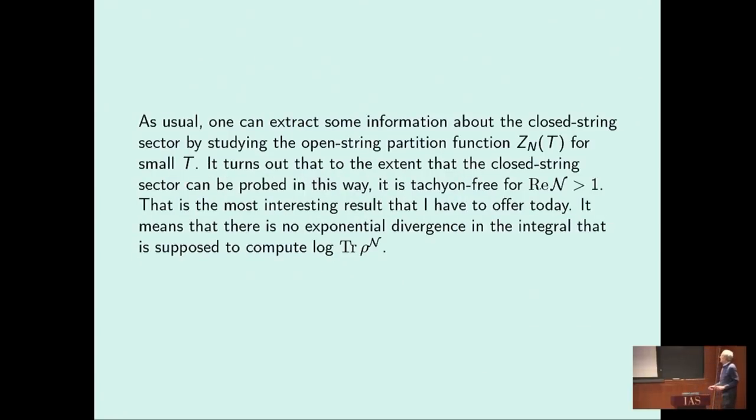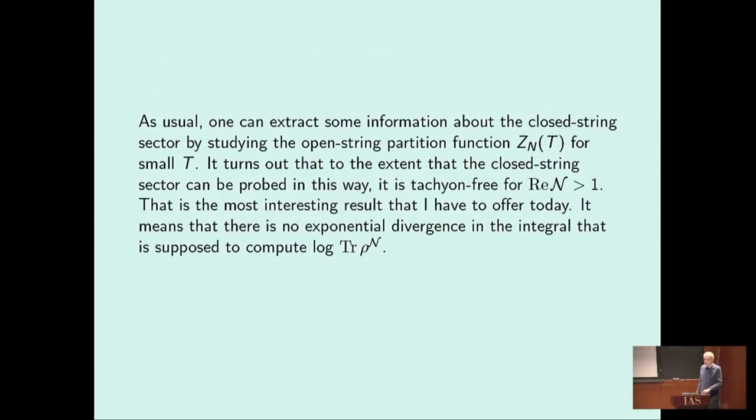Now I get to the second, better part of what happens. As usual, you can extract some information about the closed string sector by studying the open string partition function for small t. As I remarked, I don't know how to analytically continue the orbifold in the closed string sector, but you can learn something about the closed string sector from the open string sector. It turns out that, to the extent you can probe the closed string sector this way, it's tachyon-free when the real part of curly n is bigger than 1.